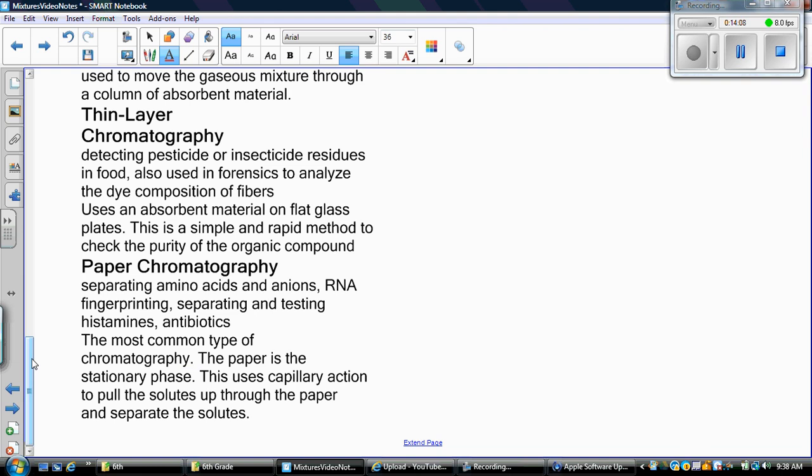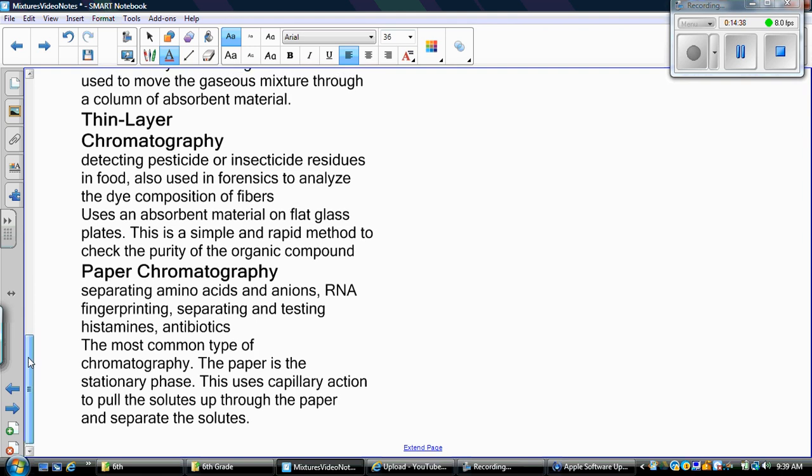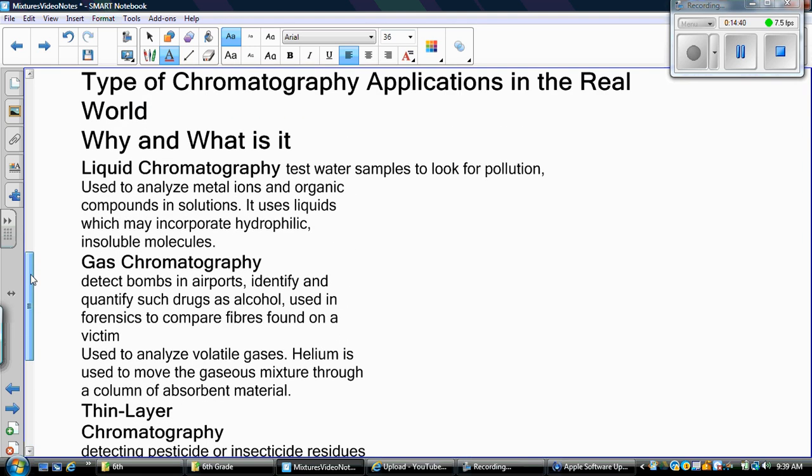We use it with dyes or inks. And then paper chromatography, like what I was showing you previously with the inks, we use that with fingerprinting. So we look at our fingerprints and we can separate the fingerprint ink out. And we use it in testing antibiotics, which is a chemical used to cure a disease or help you get over a disease. So those are just some uses of separating mixtures and how we do that.